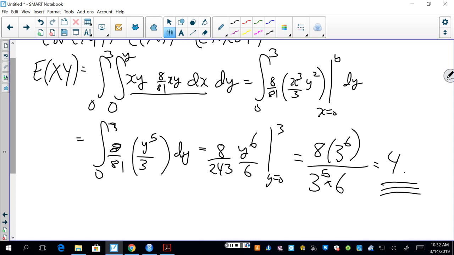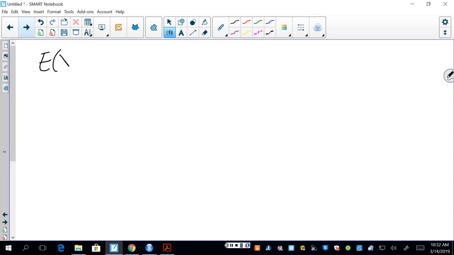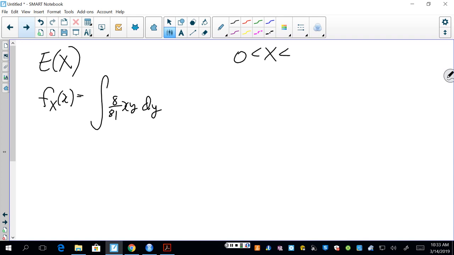Now we have to take the expectation of x. To get the expectation of x, we might as well just get the marginal density of x. So to do that, we're going to integrate just the density. No function, just the density. And get rid of y. Integrate y out of there. And we had this restriction, 0 less than x less than y less than 3. So at a value of x, given x, all right, so here's this picture.